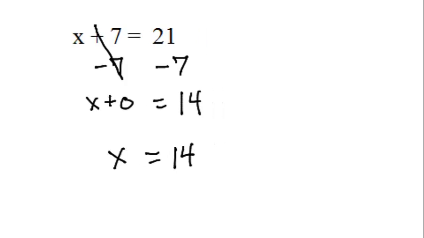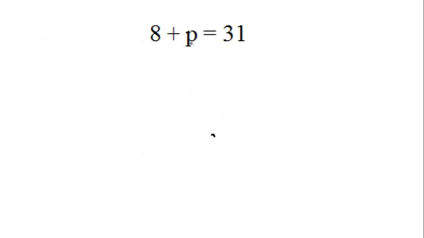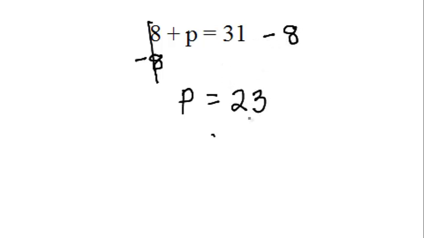Let's move on to the next one. 8 plus p is equal to 31. We have 8 by itself. So we have to take away 8 in order to get 0. So whatever we do to one side, we have to do to the other. Minus 8 is going to give me 23. So I know that p is equal to 23.